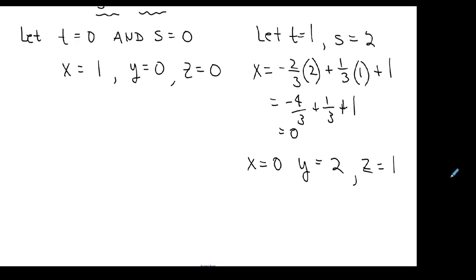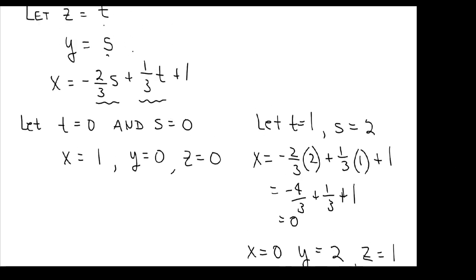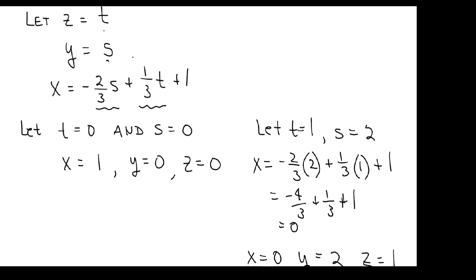So we solve the equation for x, and then by choosing whatever we wish for s and t, we can get a solution to that parametric equation.